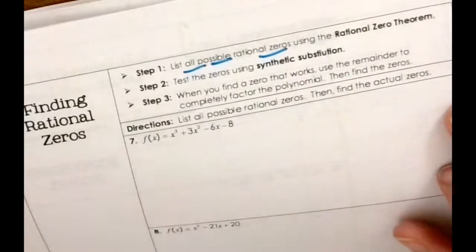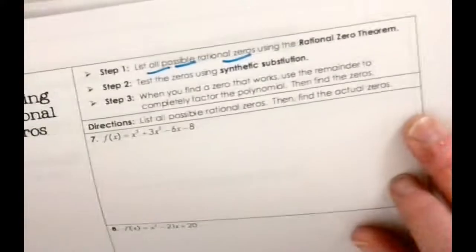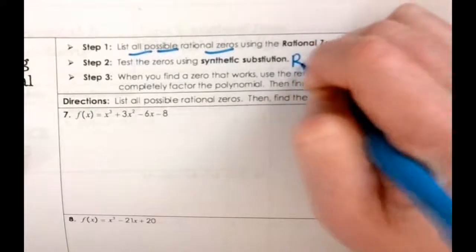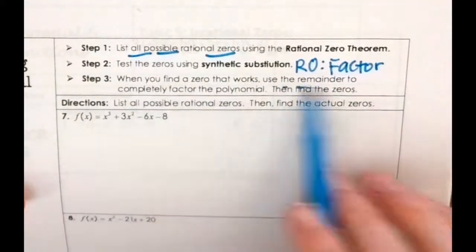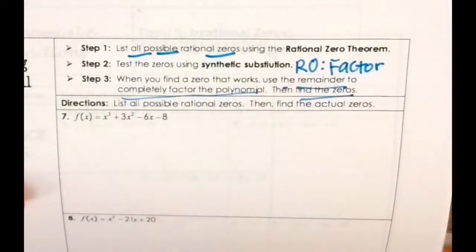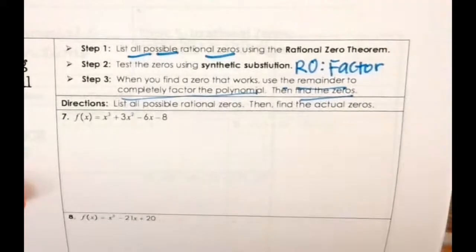Well, if I synthetically divide and I get a remainder of 0, then it's a factor. That came from our factor theorem. We just did that. So, meaning I get a remainder of 0. That is a factor. Okay? When you find a zero that works, use the remainder to completely factor the polynomial, then find the zeros. So we're not going to do all of these, okay? We're just going to do a couple until you get the point.